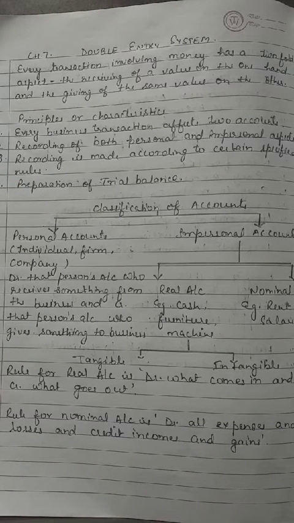Then, preparation of trial balance. Since one account is debited and the other is credited, the total of all debits is always equal to the total of all credits. This helps in finding out the arithmetic accuracy of the accounting records. This is done by preparing a trial balance.